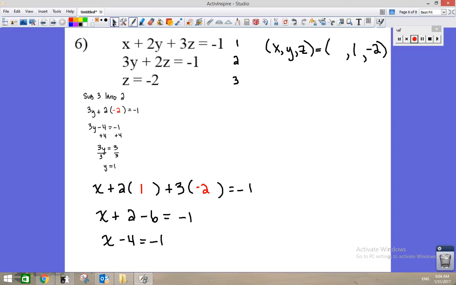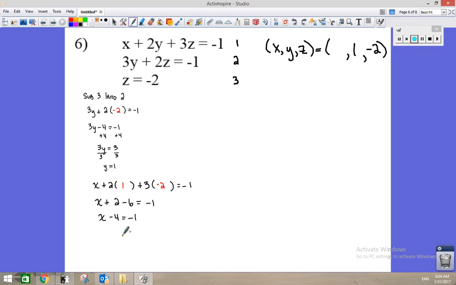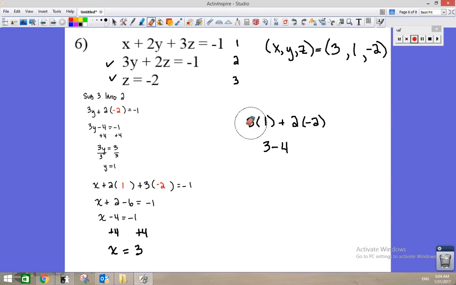To get this x by itself, let's add 4 to each side. And if we add 4, the negative 4 and positive 4 cancel. And adding 4 to the right-hand side, I get 3. Alright, z is self-checking because it's just saying that z is negative 2. Let's take a look at the second equation. 3 times y, where y is 1, plus 2 times z, where z is negative 2. If we add these together, we get negative 1. 3 minus 4 is negative 1, so that checks.